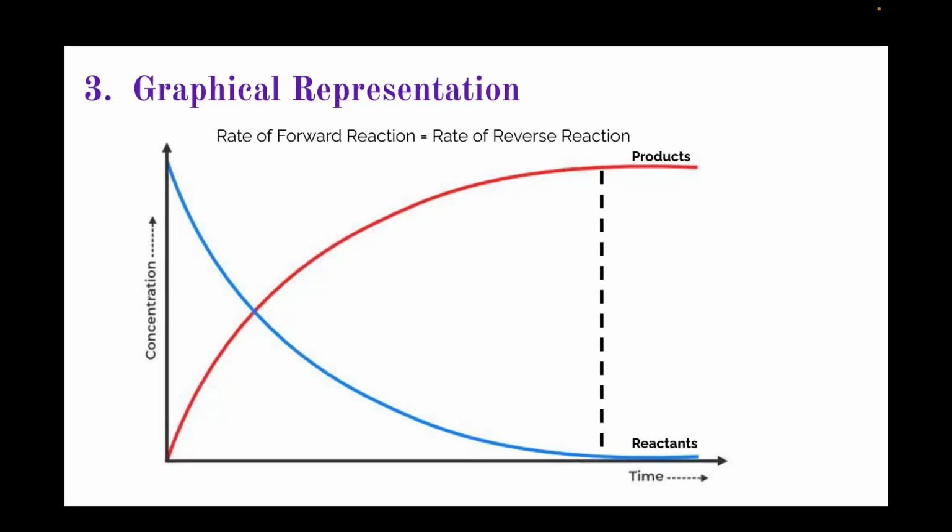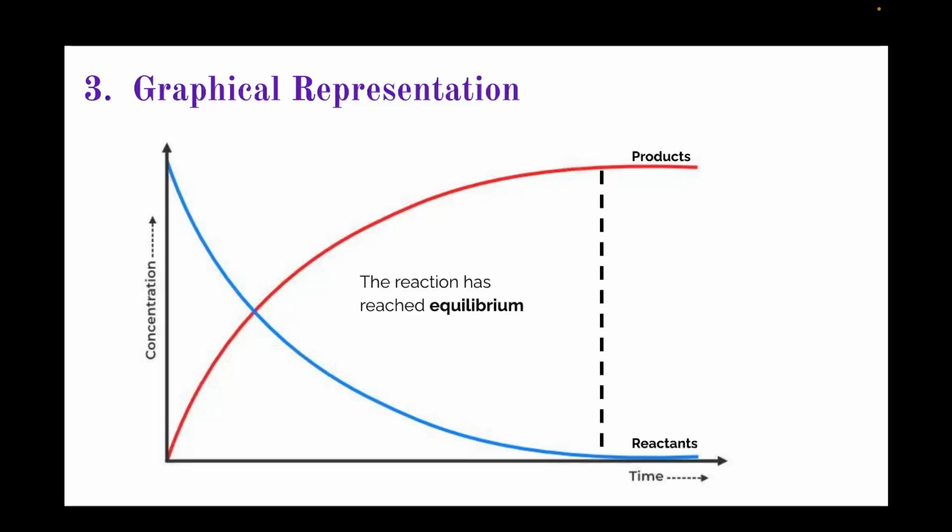But this essentially means that the reaction has reached equilibrium, because the rate of the forward reaction, meaning the rate at which the reactants are decreasing to make products, and the rate at which the products are decreasing to make reactants is equal. So there's no change in concentration. They're not fluctuating anymore, since the reactants are decreasing while the products are increasing, and the reactants are increasing while the products are decreasing, at the same rate.